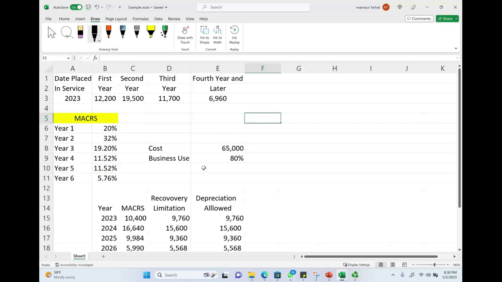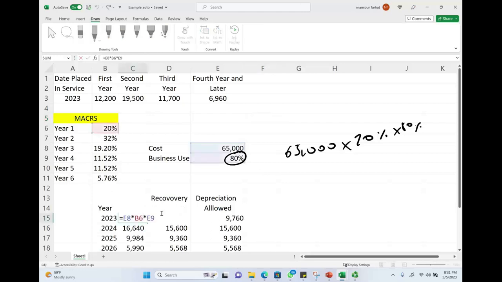Now, how do we compute the depreciation for this vehicle? So it's personal property, and it's not being used for business 100%. How do we do that? Well, for the year 2023, let's compute MACRS. MACRS will take the cost times the rate, which is 20%. The only thing different here is we have to adjust for business use, times 80%. So if we take 65,000 times 20% times 80%, according to MACRS, it's 10,400.